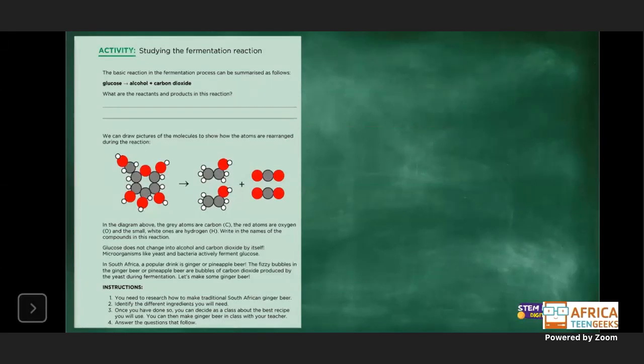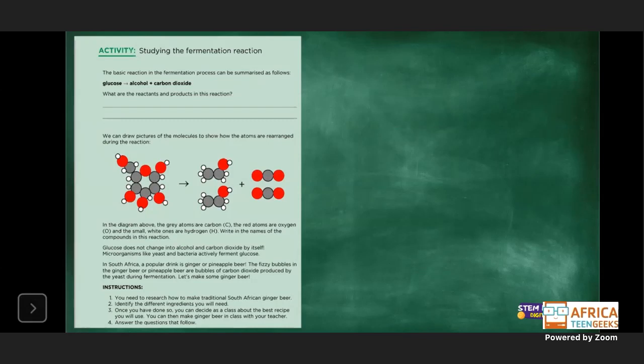We're referring to the activity now, guys. Just send through your answers to the chat. I see Mike says alcohol and carbon dioxide. Do we have any different answer? Chedza says glucose and alcohol.